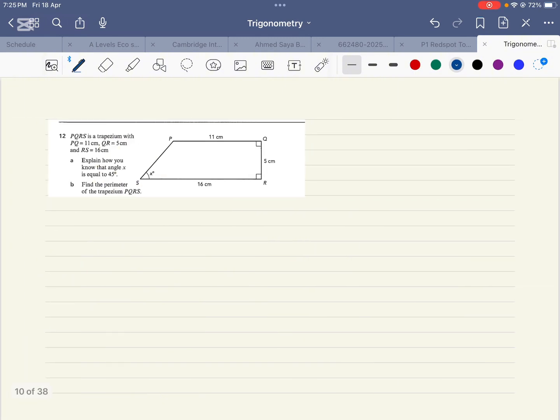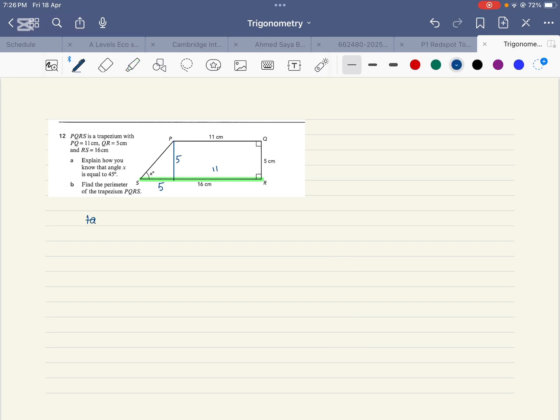Moving on to the next question. PQRS is a trapezium. PQ is equal to 11, QR is 5, RS is 16. Explain how you know that angle X is equal to 45. We know that angle X is equal to 45 because this is 5 and this is also 5. Why 5? Because the entire length is 16 but till here it is 11. So this portion will be 5.